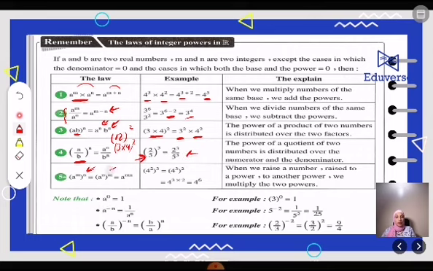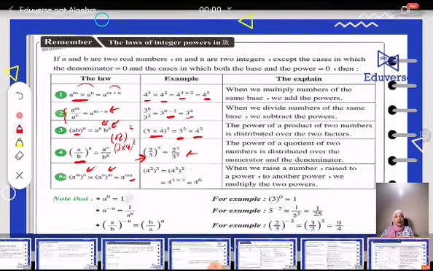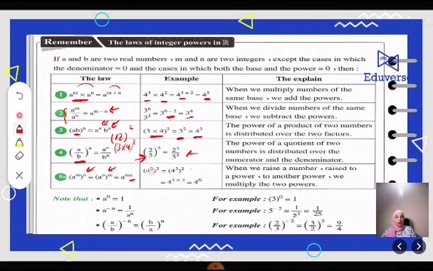Power of the power, we can switch them, don't forget that. And also we can multiply them. 4 to the power 2 all power 3, it can be 4 to the power 3 all power 2, and also we can just multiply the powers, which is 4 to the power 6.